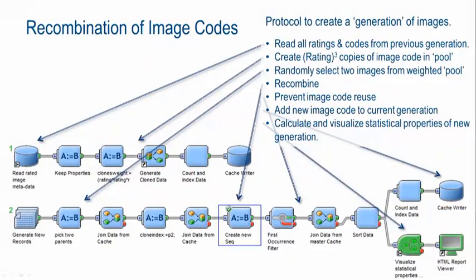So we've now generated some initial images. We've actually done the visualization, and we've given them a rating. Now we need to create the next generation of images. And so here's a protocol that does that.